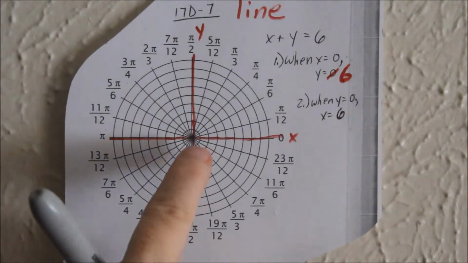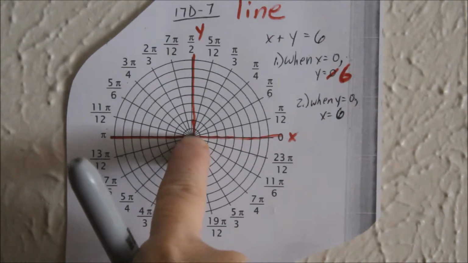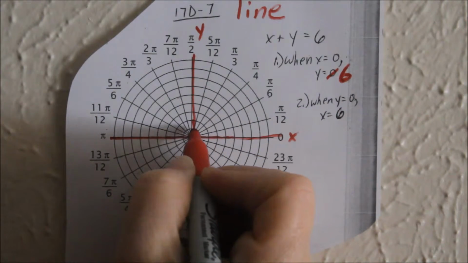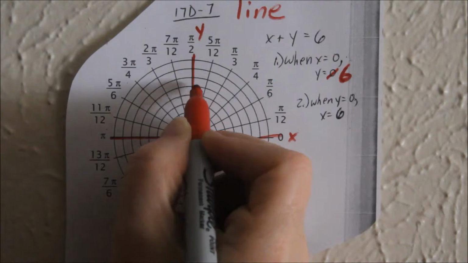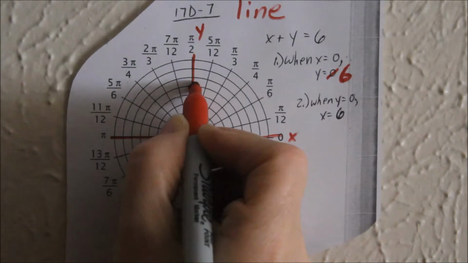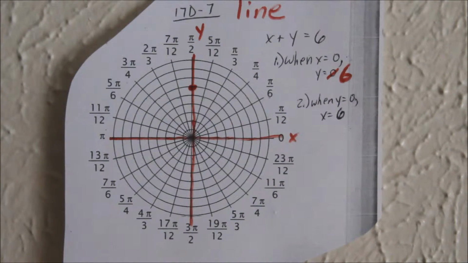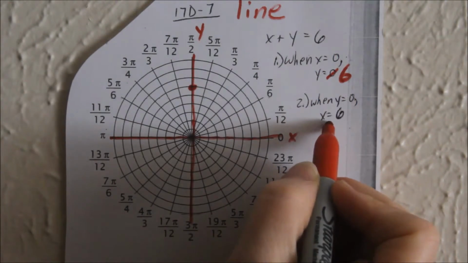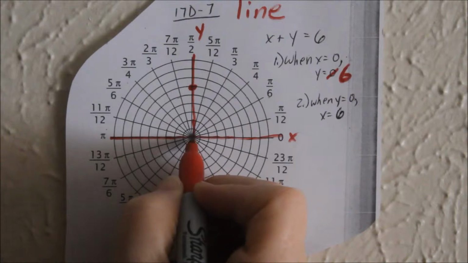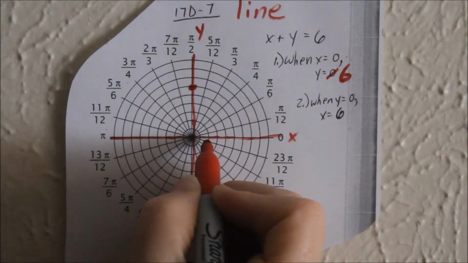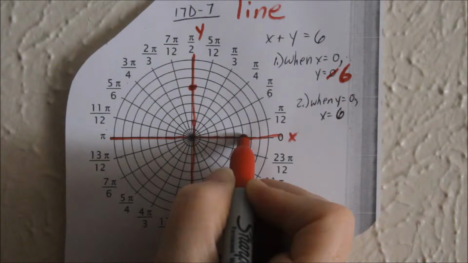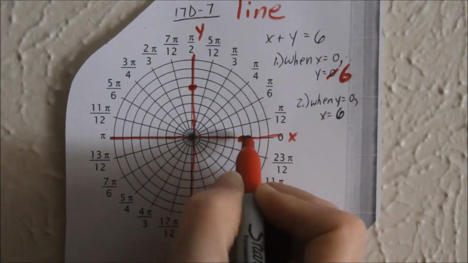So when x is 0, don't go anywhere in the x direction. Go up 6. Literally, I'm counting those circles. 1, 2, 3, 4, 5, 6. Okay? This will tell me where I'm crossing the x and the y axis. So when y is 0, x is going to be 6. So going 6 in the x direction, 1, 2, 3, 4, 5, 6, and y is 0, so I don't go anywhere in the y direction.